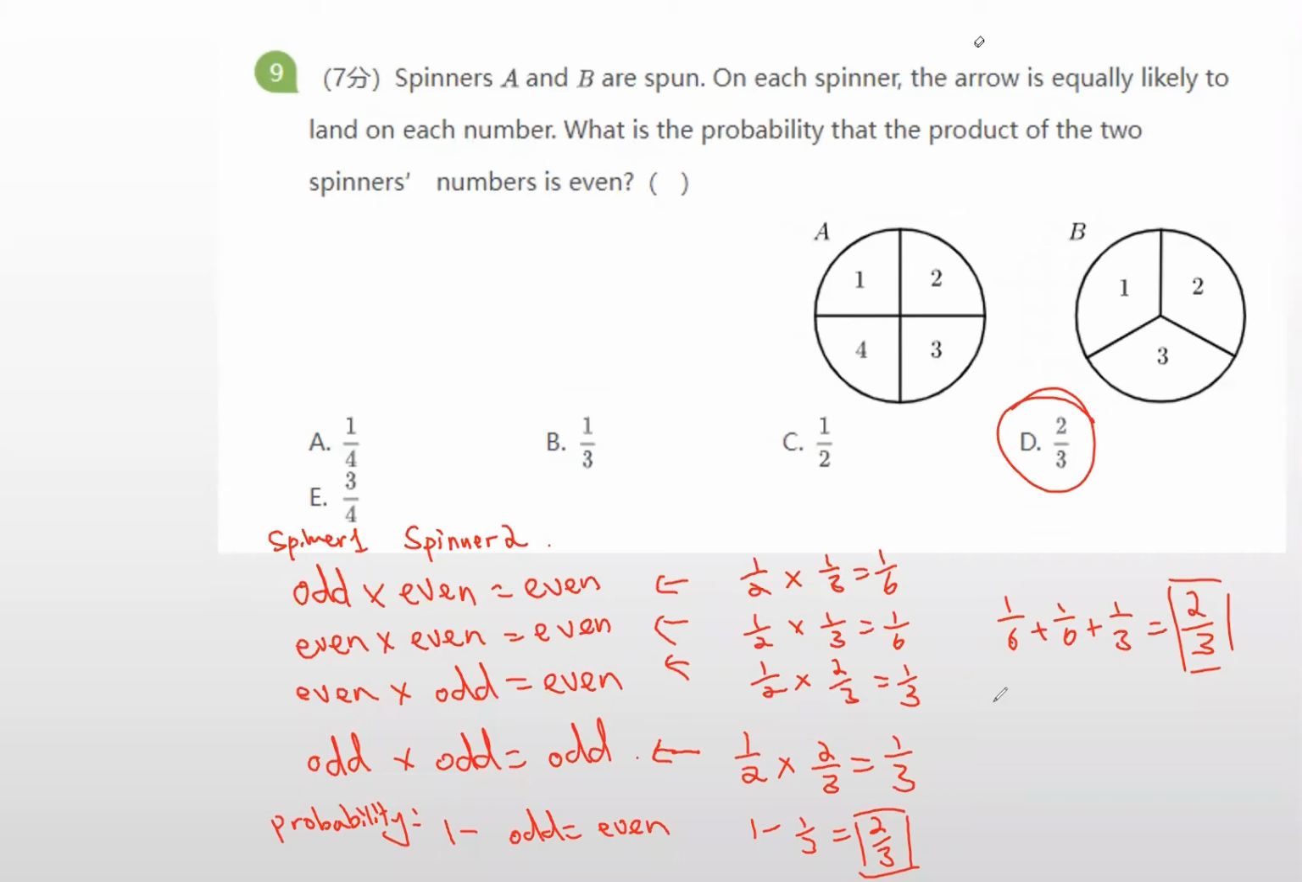I prefer the second method, it's less calculation, but you have to think about, okay, there's only even and odd possibility, and odd has less possibility, only has odd times odd. Okay, any question about this one? If not, I'm going to move on.